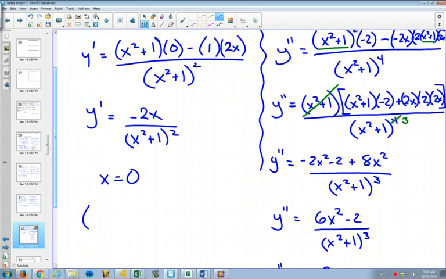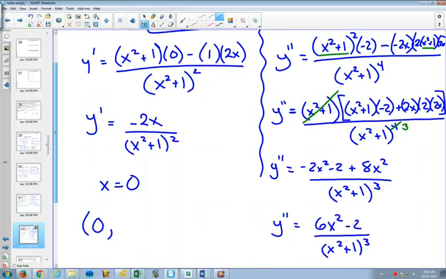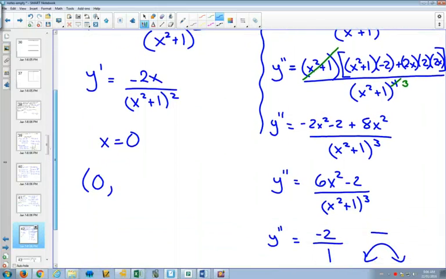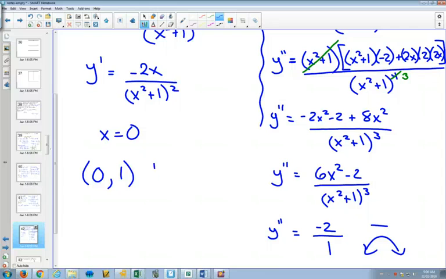So now we know that our point 0, and I'll just scroll up to see my original equation, 0, comma 1 is a local max.